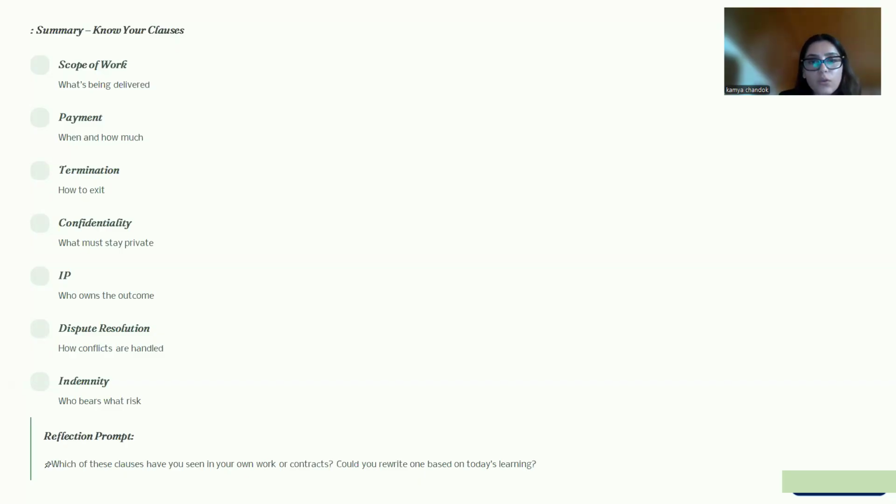Now, it is important to note that clauses are not just legal jargon, they are practical tools. Each one has a specific purpose, which is to protect, to clarify, and even enable smooth business. So, you must understand them, negotiate them, and read them very clearly, because in a world that is full of contracts, what you don't say can hurt you.